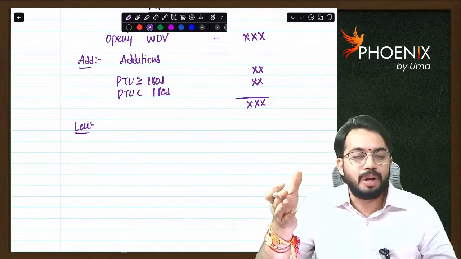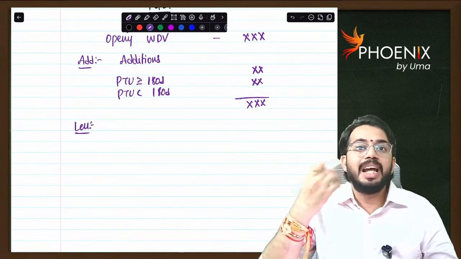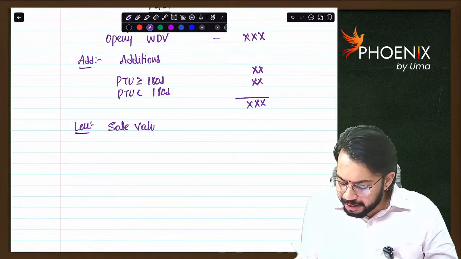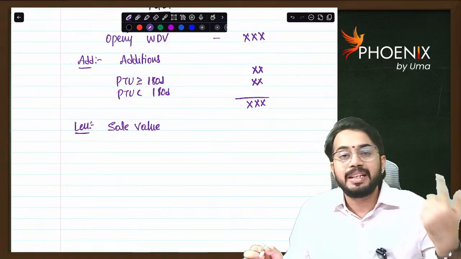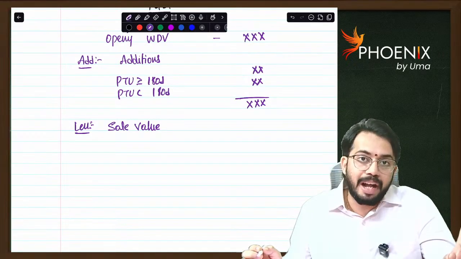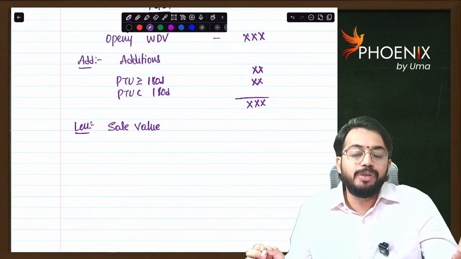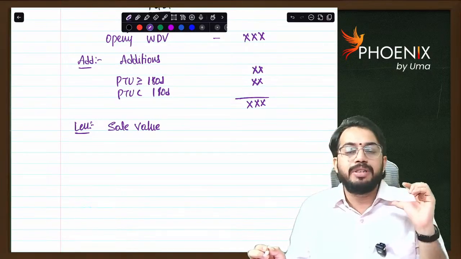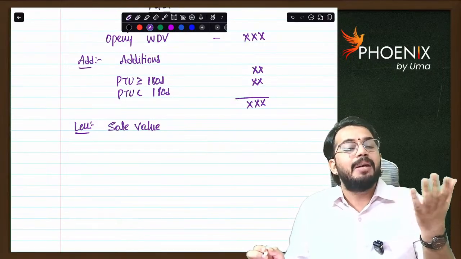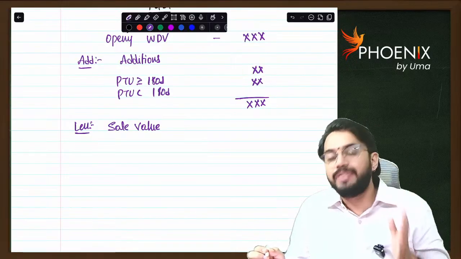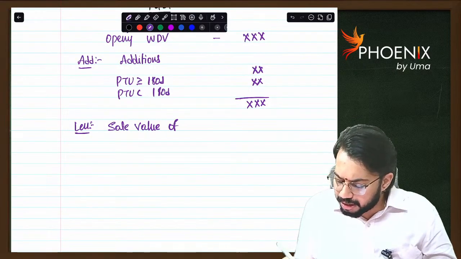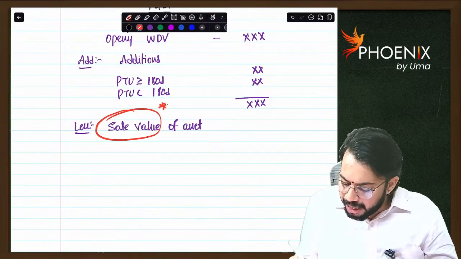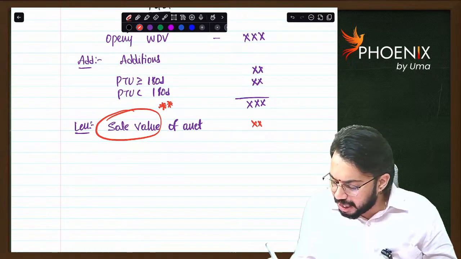Whatever the assets sold are there, we will reduce sale value of the assets. Very important. Whenever any asset is sold, don't reduce book value, don't reduce written down value. Whenever any asset is sold, then from the block, what you need to reduce is sale value. Whatever money you have received on sale of that asset needs to be reduced. Sale value of asset, very, very important.